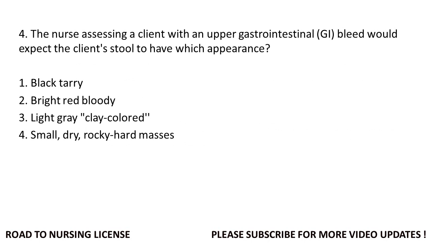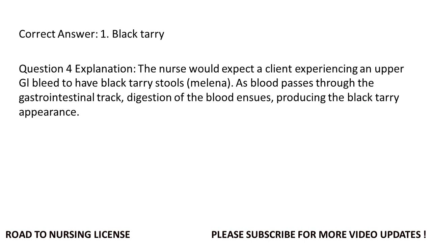Question 4. The nurse assessing a client with an upper gastrointestinal, GI, bleed would expect the client's stool to have which appearance? 1. Black tarry. 2. Bright red bloody. 3. Light gray clay colored. 4. Small, dry, rocky hard masses. Correct answer, 1. Black tarry.